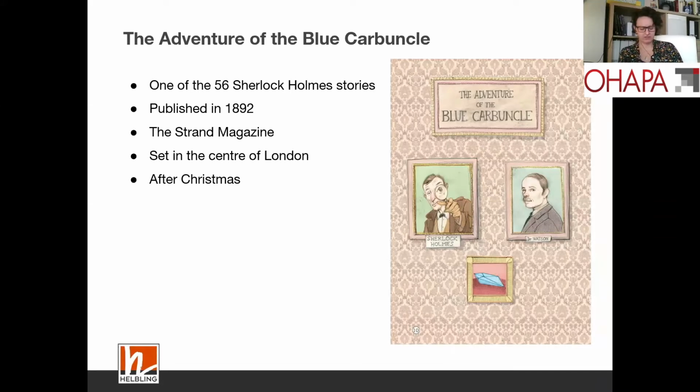It's very interesting that most of these classics were published in magazines, in series, just like we watch Netflix and HBO today. In the past, they had magazines to follow exciting stories. It is set in the center of London, and it is set after Christmas. So it's a nice winter story as well, if you like.